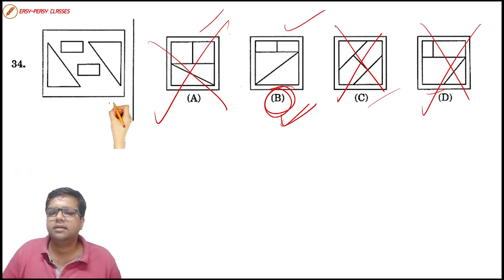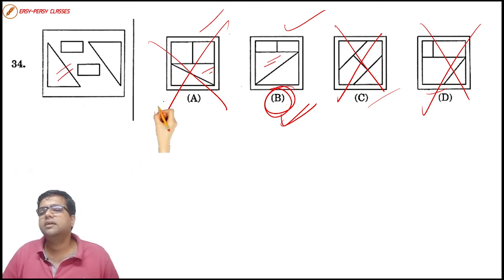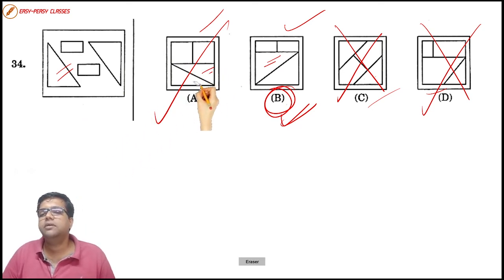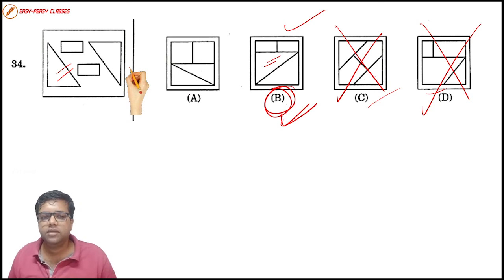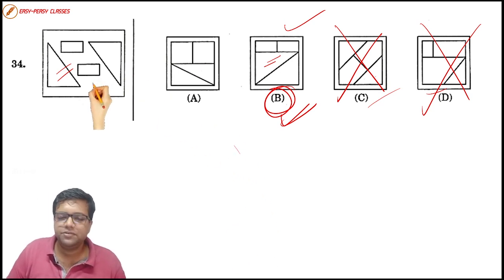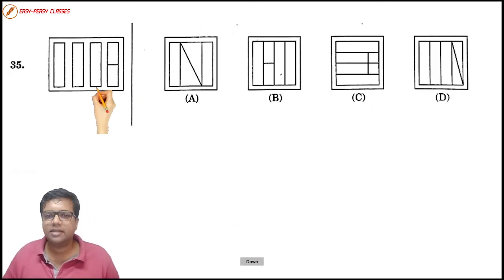Not just the rectangles, even the triangles as well. Look at the size of the triangles. They are very small in option number A. In option B, they almost resemble the question figure, they are almost similar. So option number B becomes the right answer.